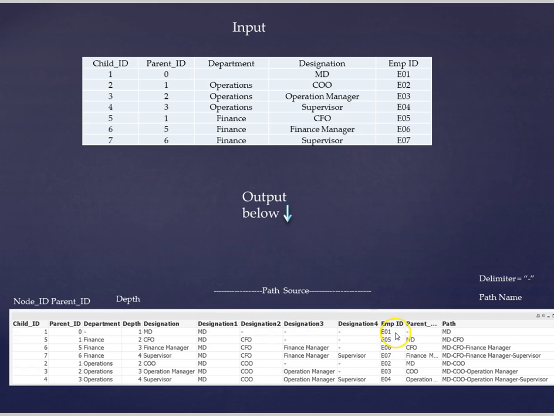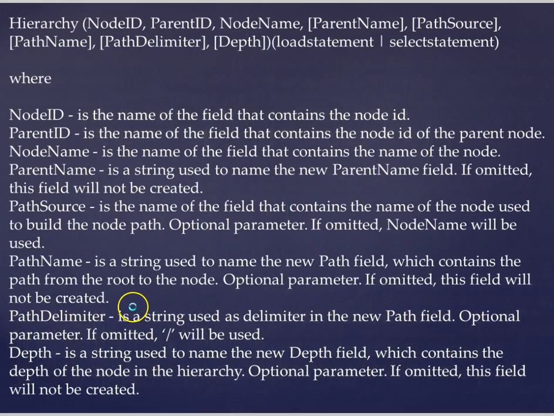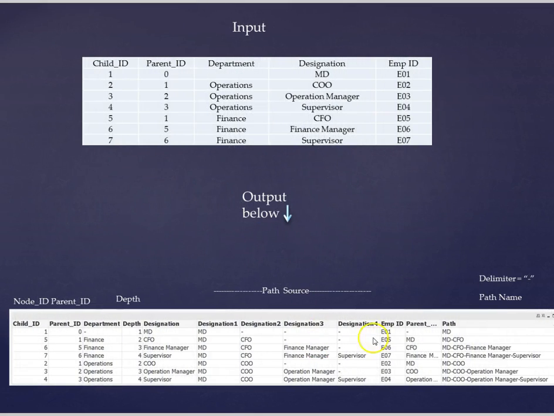The next column, which is employee ID, is simply an input field. Parent name is basically the name of the parent. Parent name is a string, and it will create a new field with the parent name. If omitted, this field will not be created. So basically it is useful to create the field, but if you are not specifying it, the field will not be created. The last one is the path.